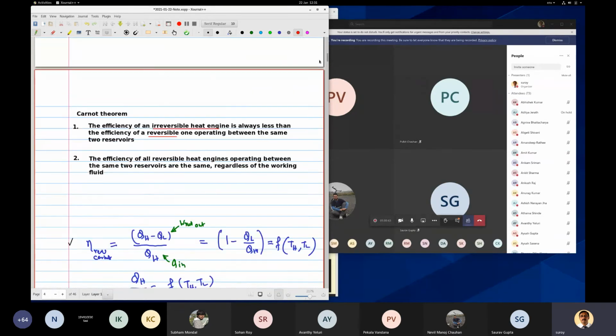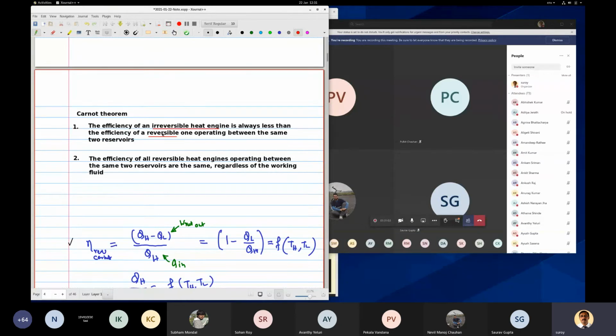That is what they are saying. The efficiency of an irreversible heat engine is always less than the efficiency of a reversible one operating between the same two reservoirs, right? Same two reservoirs. So this is one aspect of the Carnot theorem.